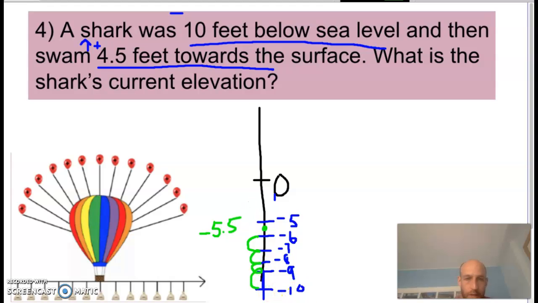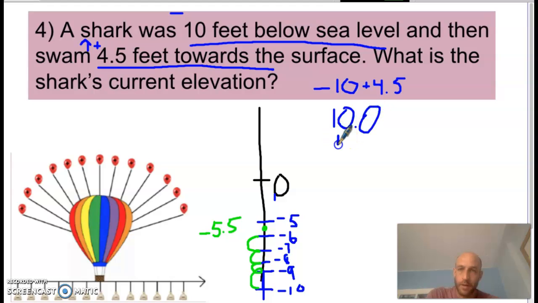Okay, with an expression, we should get the same answer. So we start at -10, and we add 4.5. So we're going up 4.5. On the last problem, we had same teams, so we added. This time we have different teams, right? Negatives and positives. So we are going to subtract. Larger absolute value on top. Whoa, make sure you line up your decimals.